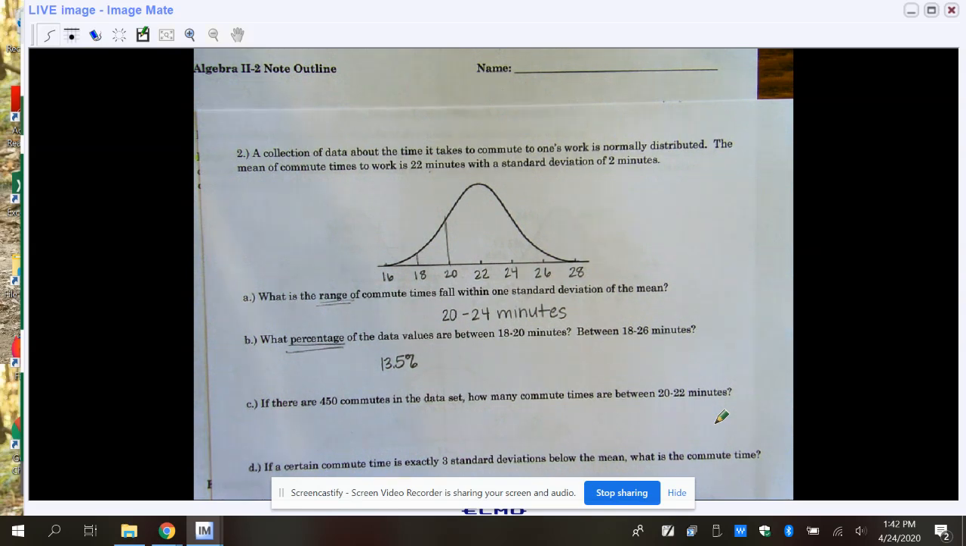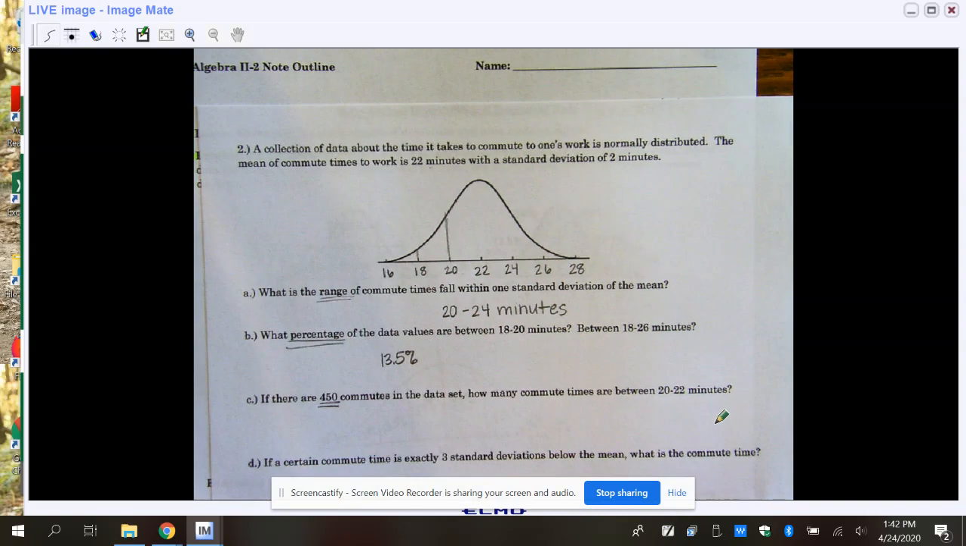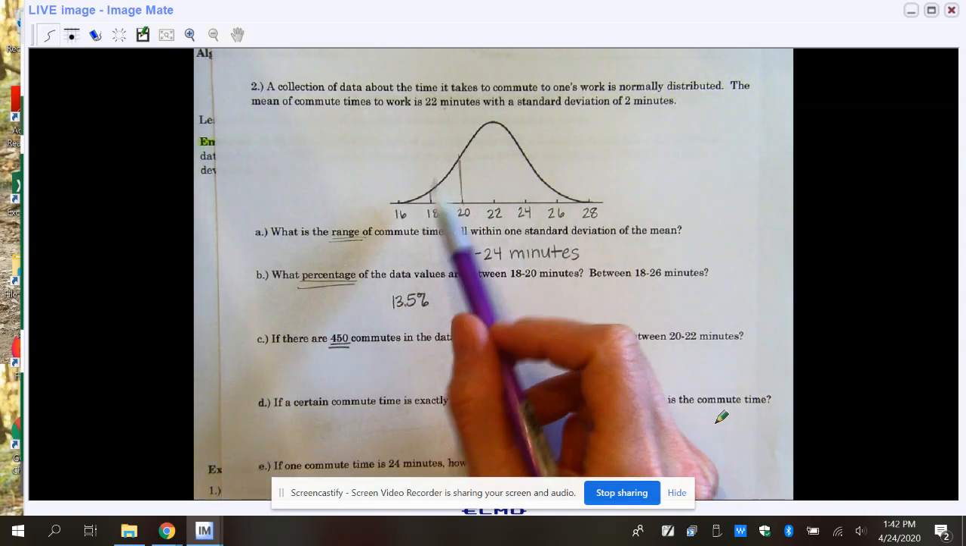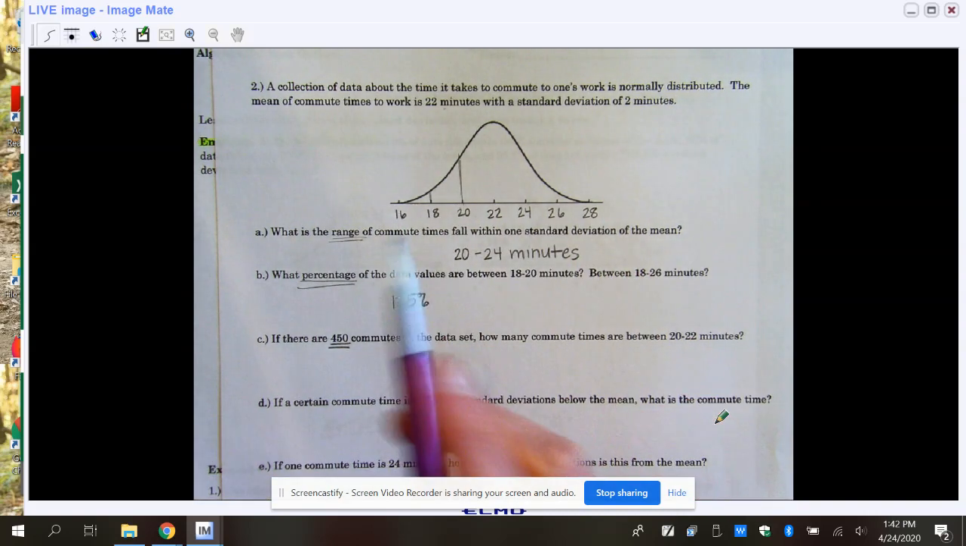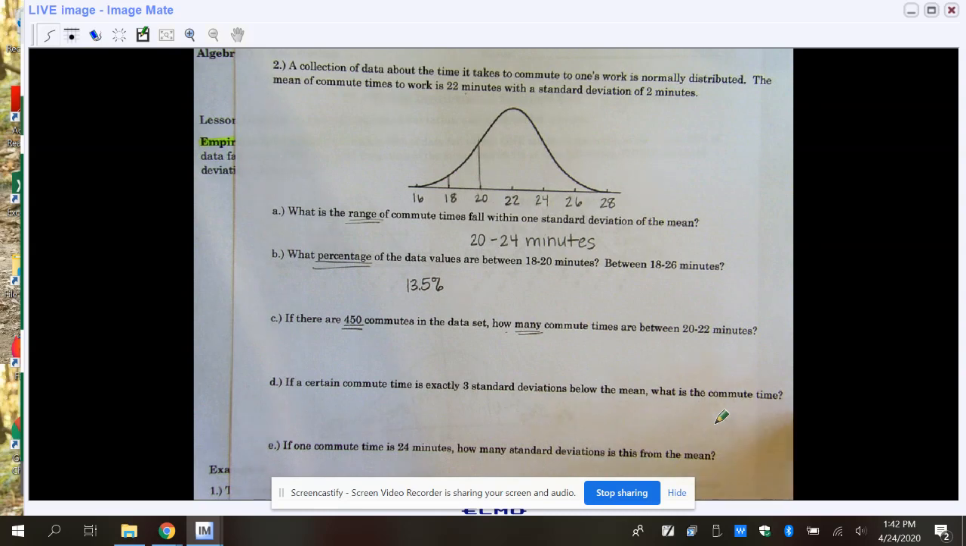Okay, the next one says if there are a total of 450 commutes in the data set. So we don't know exactly what the numbers are, but we know that there's a total of 450. How many commute times are between 20 and 22 minutes? So this isn't looking for the percentage. This is looking at the actual number.